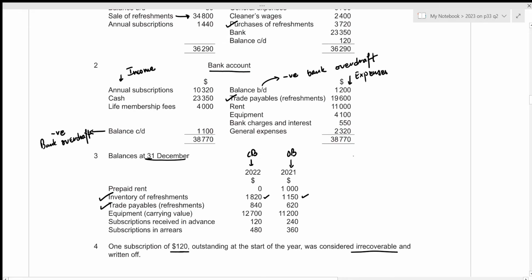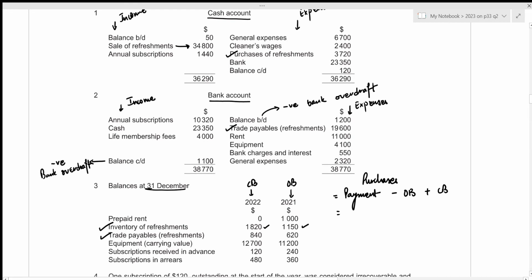Okay, let's figure out the total purchases. And whenever we need to make an adjustment for trade payables, we start with the payment made. Then we subtract the opening balance of trade payables, add the closing balance of trade payables. So in this case, we have payment made by cash of 3,720. Then payment made through bank of 19,600.